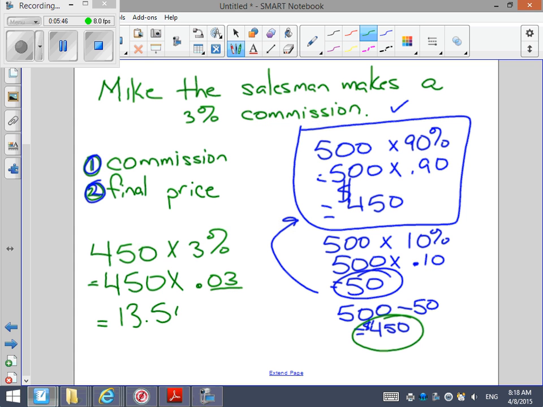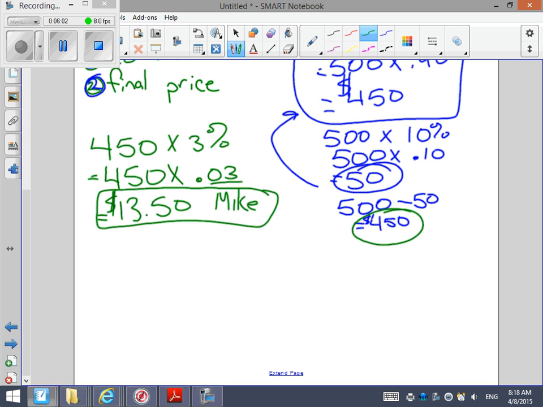So that's not a lot of money for poor Mike, but we'll add that to his hourly wage, and he will have made $23, $24 an hour that day. So this is Mike's commission. I'll circle that because it's an answer. Anyhow, now we're going to go for the final price, and we don't use this $13.50 again.